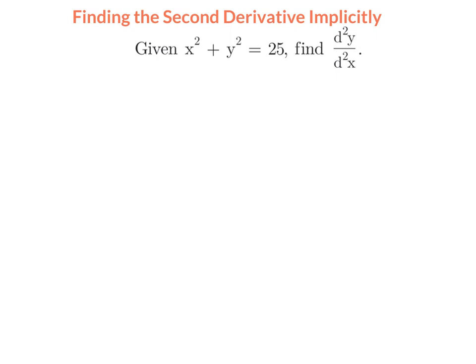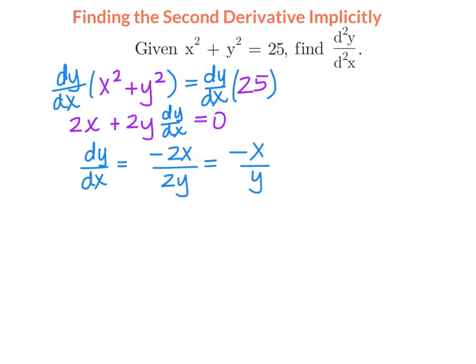So the last example we're going to work through is actually finding the second derivative implicitly. So let's say I have this circle equation, x squared plus y squared equals 25. Let's find this second derivative with respect to x. First thing I do is find the first derivative in order to find the second.